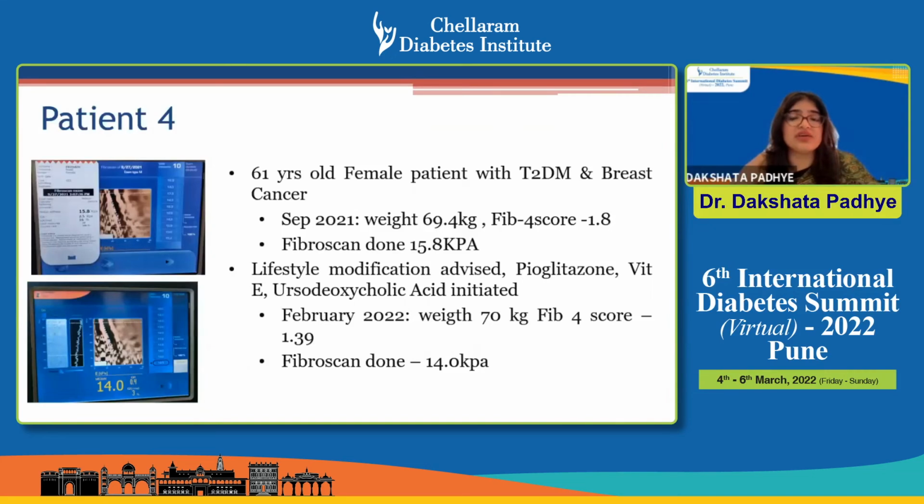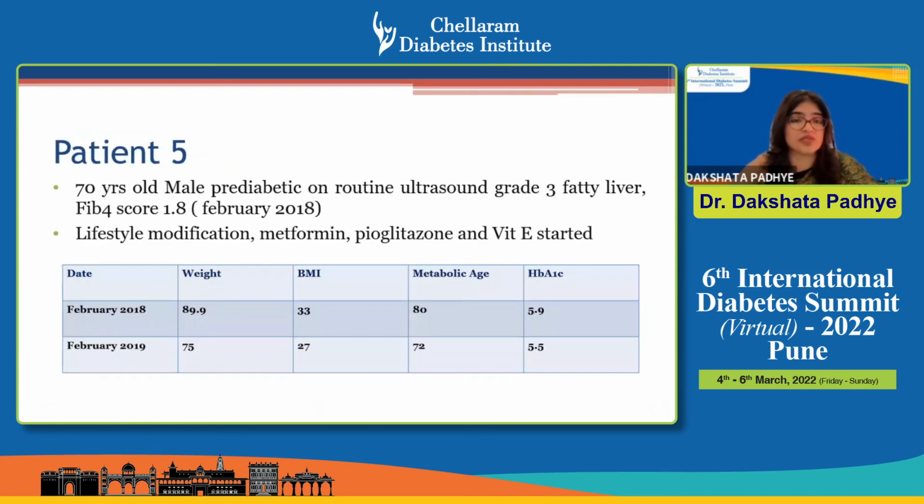Patient 4, a 61-year-old female, has a past history of breast cancer. During routine examination, FIB-4 score was found to be 1.8. Her FibroScan was done. Stiffness level was very high, 15. Treatment was initiated. The patient has not done anything much, and there is no weight loss. Probably due to pharmacotherapy, her FIB-4 score improved from 1.8 to 1.3, but there was not much significant change in the stiffness level on FibroScan.